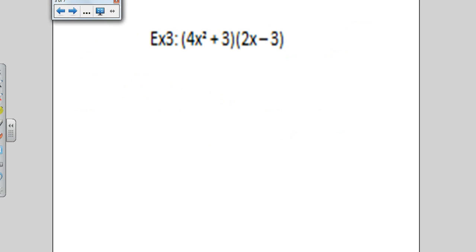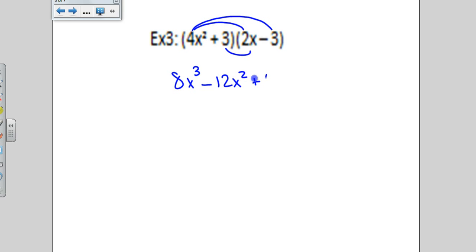Okay, this next example is a little more complicated, but nothing we can't handle. We're just going to distribute. So 4x squared times 2x gives us 8x to the third. 4x squared times negative 3 gives you negative 12x squared. 3 times 2x is plus 6x. And then 3 times negative 3 is a minus 9.